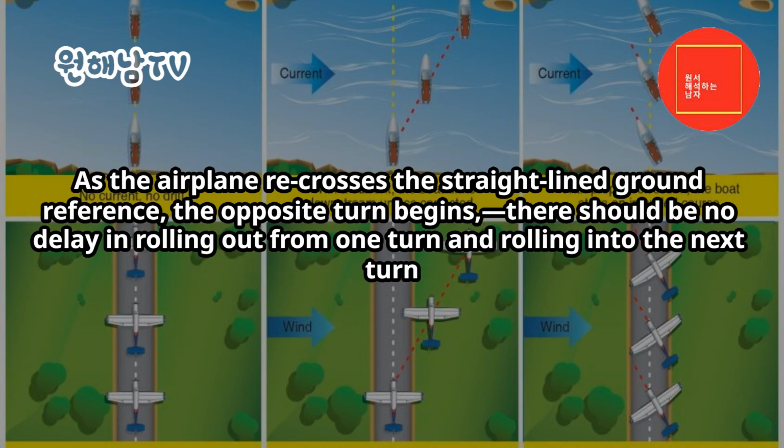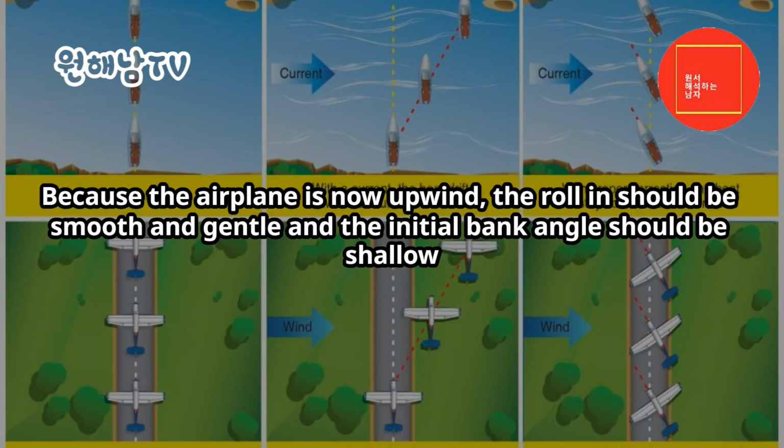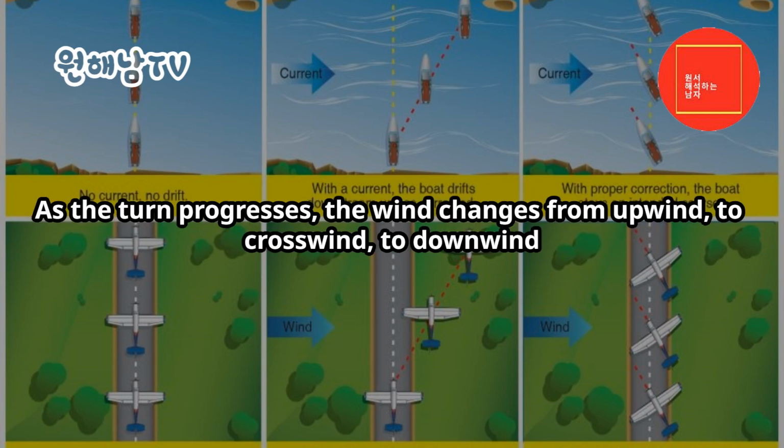As the airplane recrosses the straight line ground reference, the opposite turn begins. There should be no delay in rolling out from one turn and rolling into the next turn. Because the airplane is now upwind, the roll-in should be smooth and gentle and the initial bank angle should be shallow. As the turn progresses, the wind changes from upwind, to crosswind, to downwind.